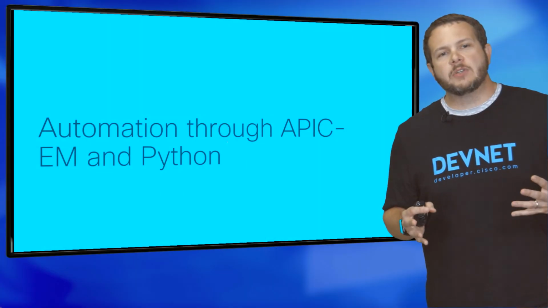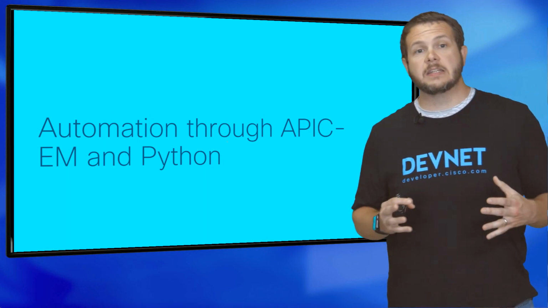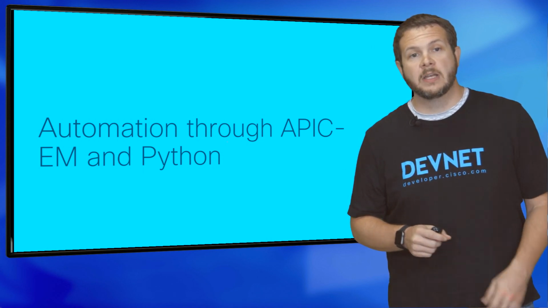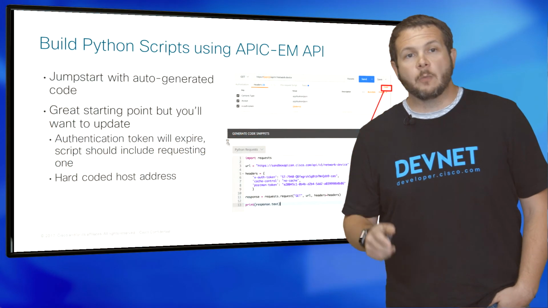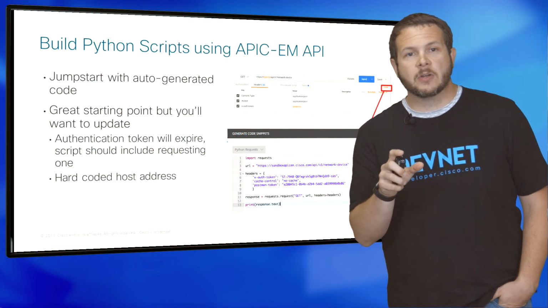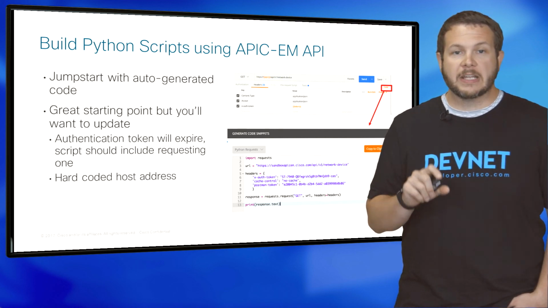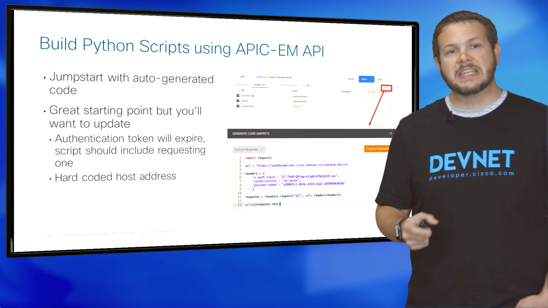Now, APIC-EM using Postman is a great way to test out the APIs and become familiar with them. But at the end of the day, what you're actually trying to accomplish is probably more than make a single API call, in which case we will move to a programming language such as Python. Now, with Python, the reason we go to that area is because we want to be able to link these things together. Now, to get started, we can use the code generation capabilities of Postman to give us a starting point.